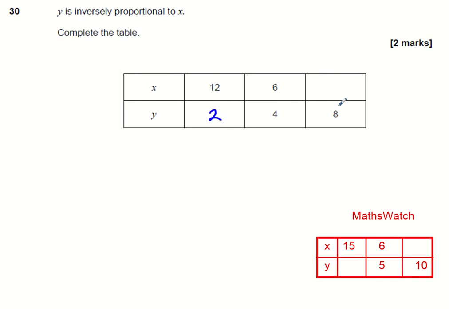Inversely proportional just basically means that if we divide by 2 on the top, we have to multiply by 2 on the bottom. So to get from 4 to 8 is multiplying by 2, which means it's the same as the top. We're going to have to divide by 2 on the top. 6 divided by 2 is 3.